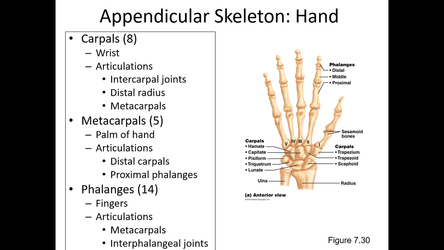Your interphalangeal joints are straight up hinge joints that allow for flexion and extension.